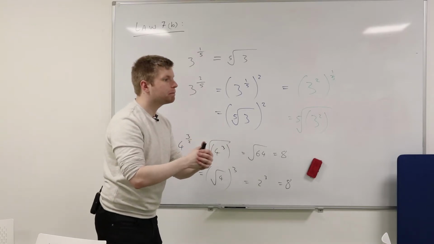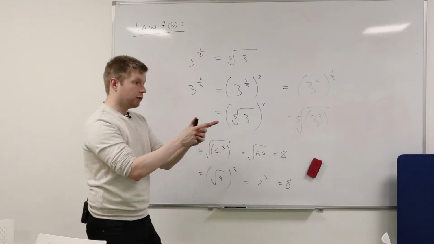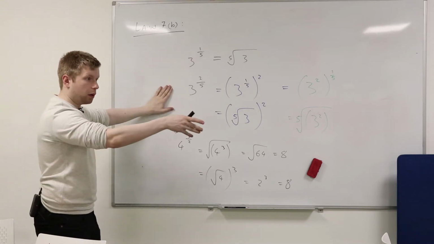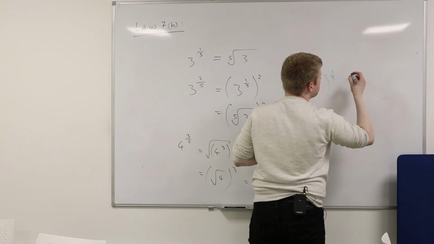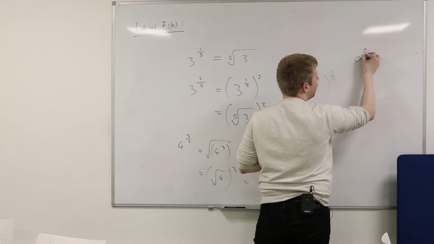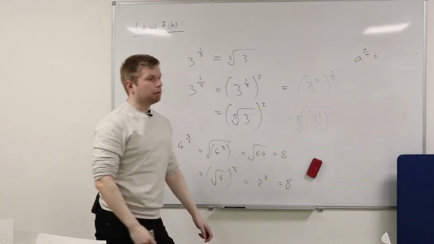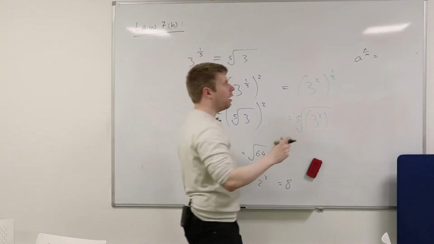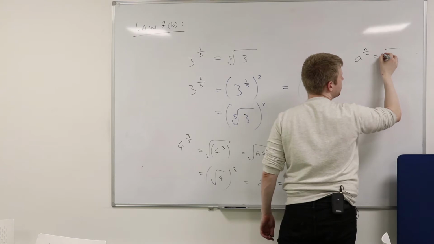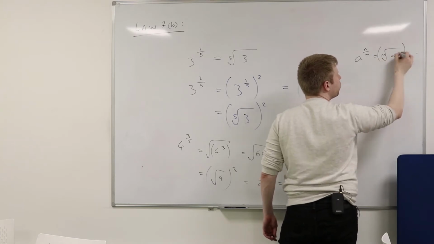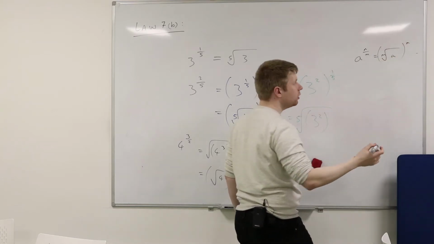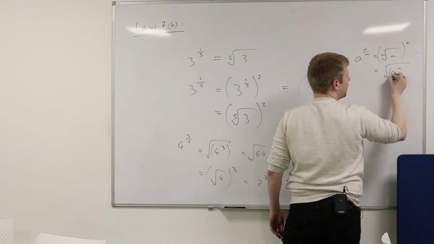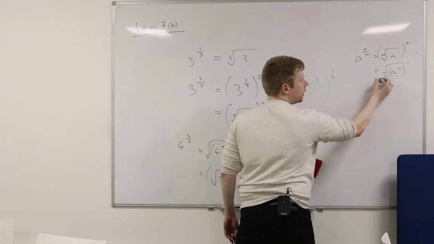Okay, that's really good. So we can extend this, we can combine multiple laws together. Let me just generalise this one first, then we'll come on to that. So if I did a to the power of n over m, how could I rewrite that? 2 ways. I could either take the mth root of a and raise all of that to the power of n, that's fine. Or I could take a to the power of n and then take the mth root of it. Okay?